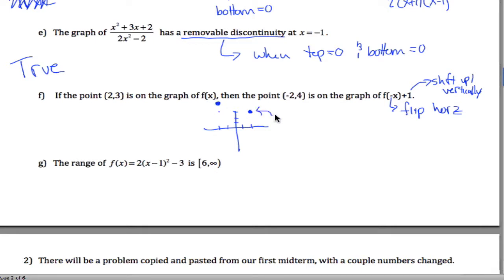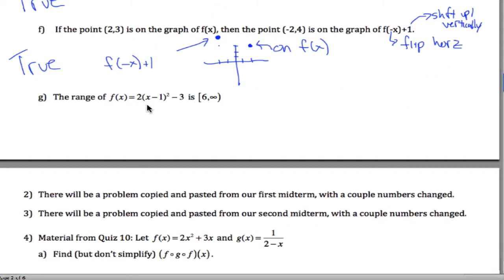So this point right here is on f of x. That tells us that this point right here is on f of -x plus 1. If the point (2, 3) is on the graph of this, then the point (-2, 4), which is exactly this point, is on the graph of this. Yeah, looks good to me. Looks true. This point right here is (-2, 4), and it is on this. Now, the range of this mess.